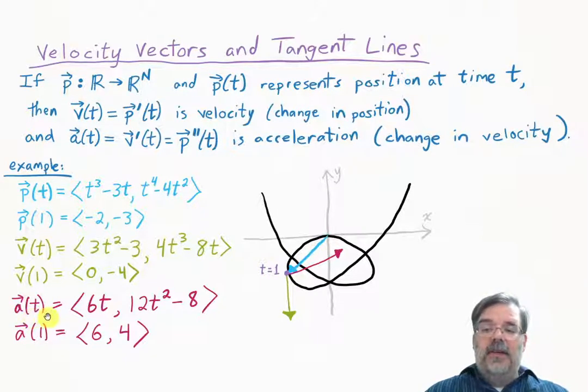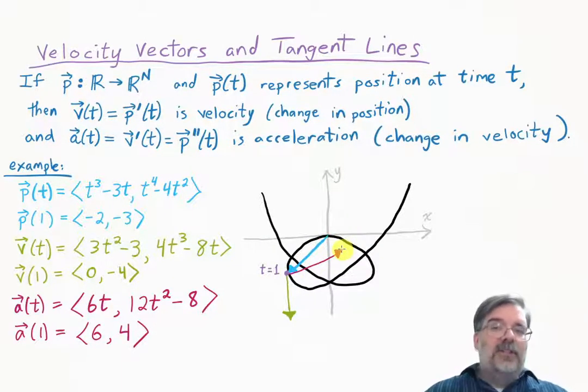Finally, the acceleration, which is the derivative of velocity, in this case is 6t, comma, 12t squared minus 8. And let's again plug in the value t equals 1. And so the acceleration at time 1 is 6, comma, 4. And if you draw that vector, it seems to be pointing to the right and up. And this is certainly not to scale at all. The acceleration vector should probably be a lot longer than this. So what does it mean to say we're accelerating in this direction?